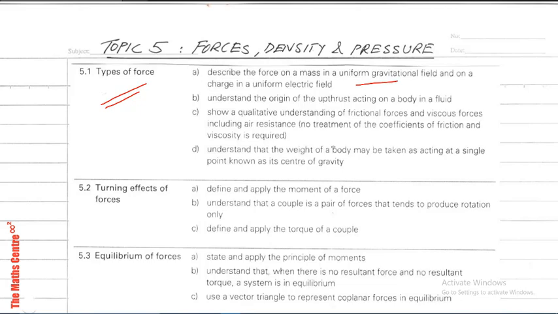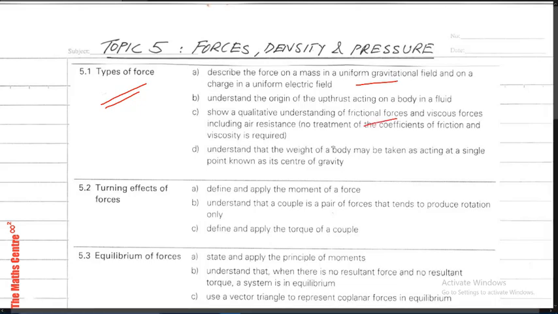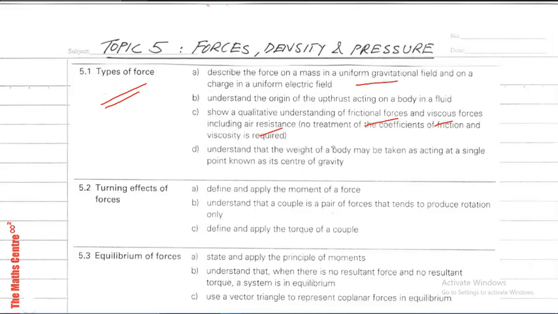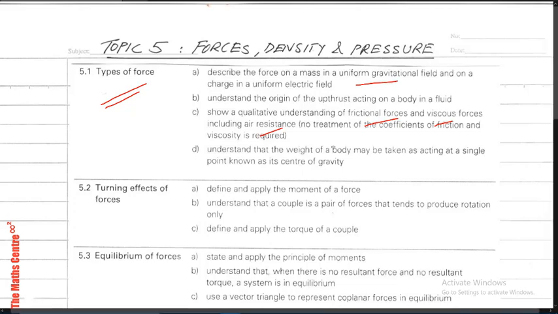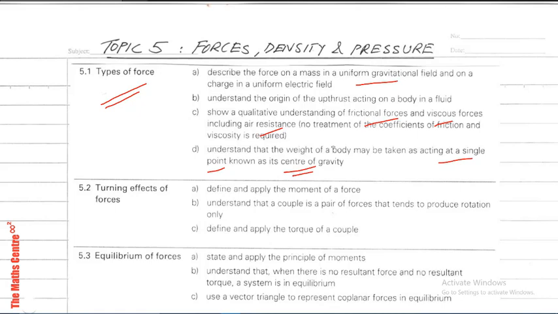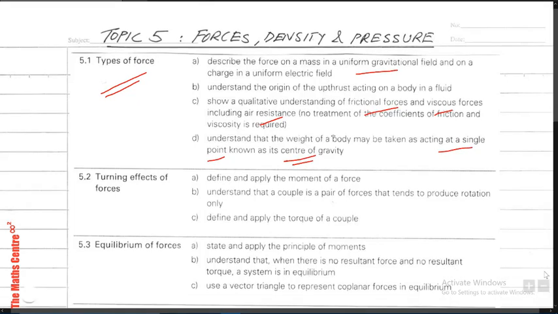We will discuss frictional forces and viscous forces, including air resistance. We will also understand that the weight of a body may be taken as acting at a single point known as its CG or center of gravity. And then we'll move on to the turning effects of forces.